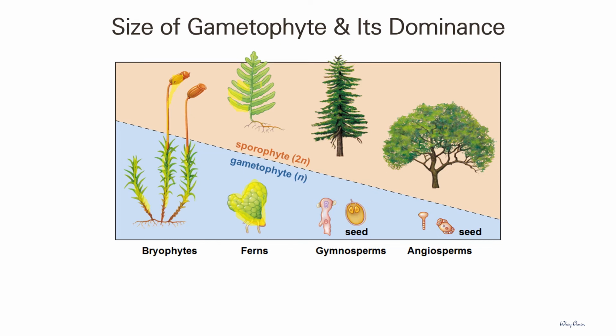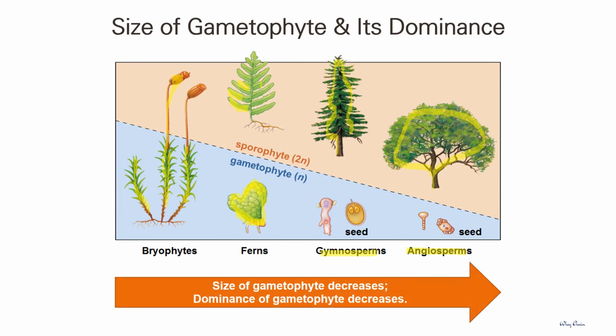The gametophytes of Gymnosperms and Angiosperms are microscopic, which means they can only be observed with the aid of a microscope, and the size is much smaller than the sporophyte generation, which is actually the whole tree of the Gymnosperm or Angiosperm. That's why the size of the gametophyte decreases from Bryophyte to Angiosperm, and the dominance of the gametophyte decreases as well.